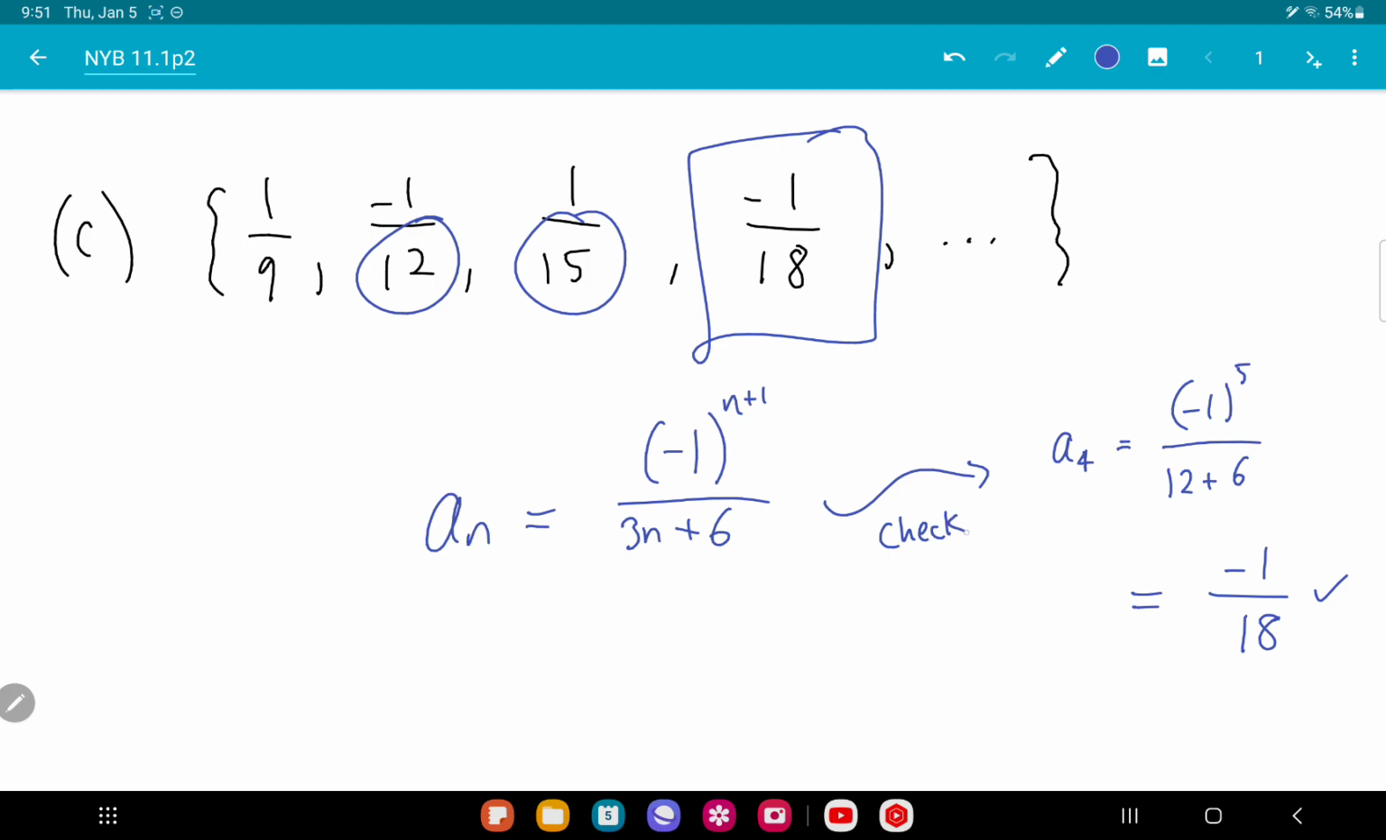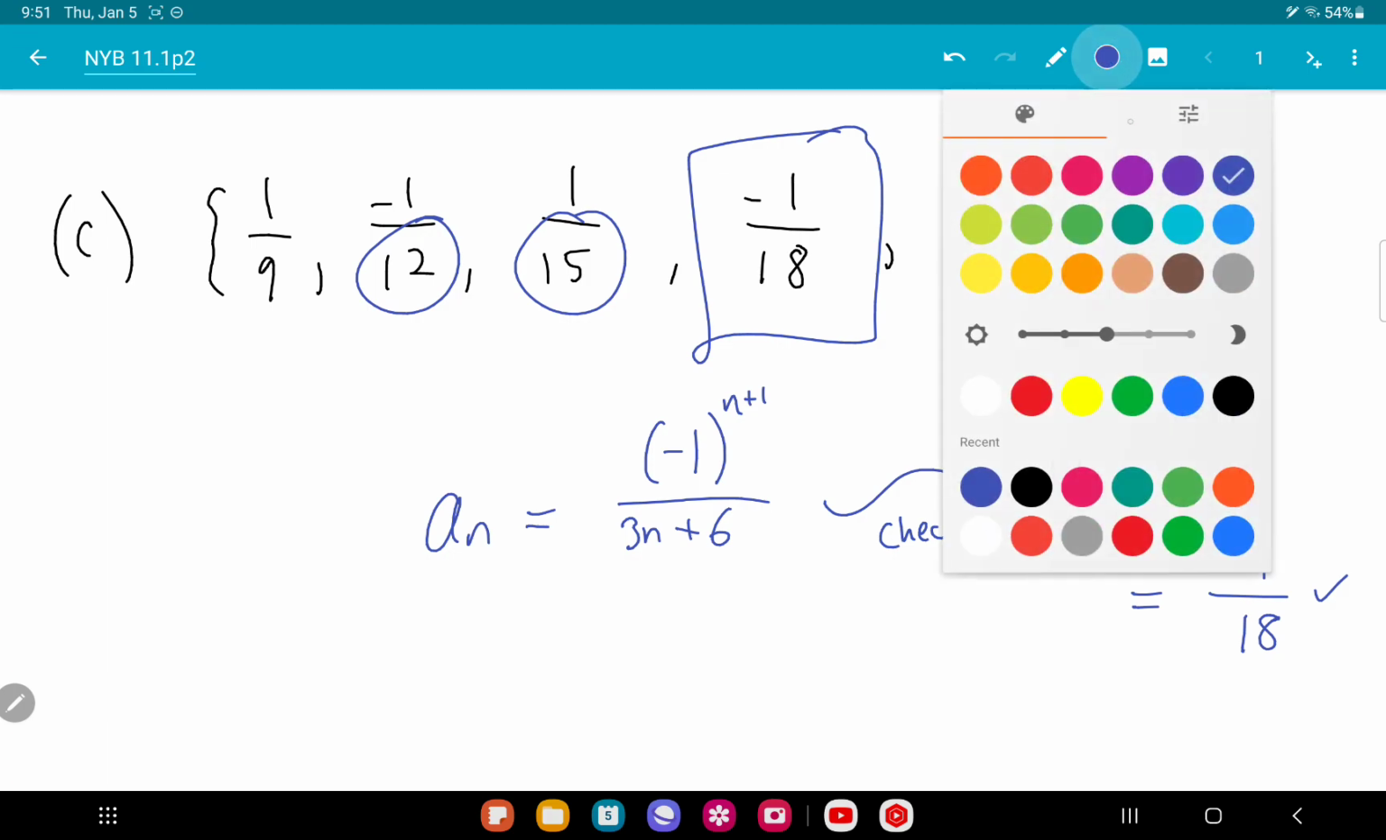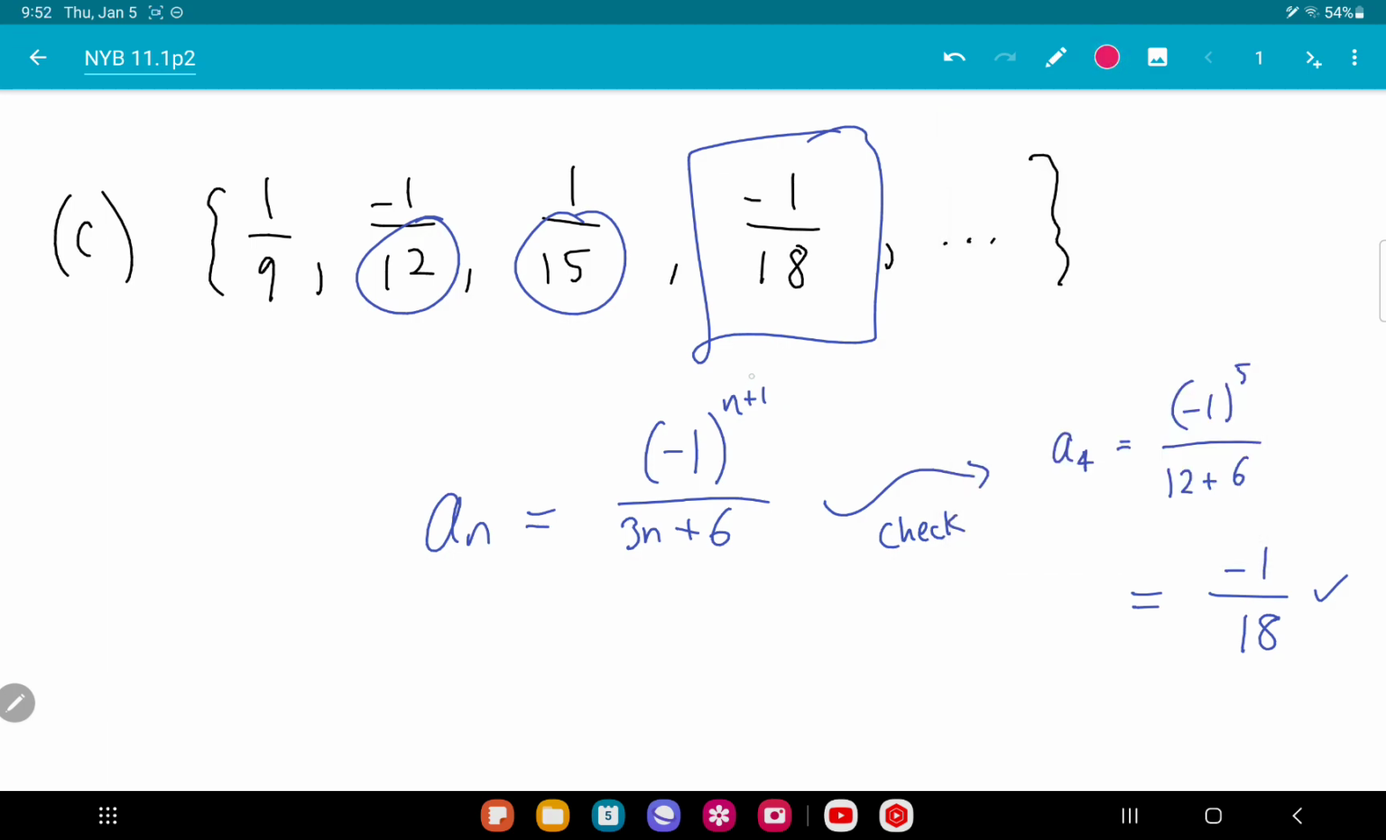So as you can see, there is a guessing and there is a checking. And you can see I did a lot of modifying too. I had to throw that +1 on there to fix the top, and I had to throw the +6 on there to fix the bottom.